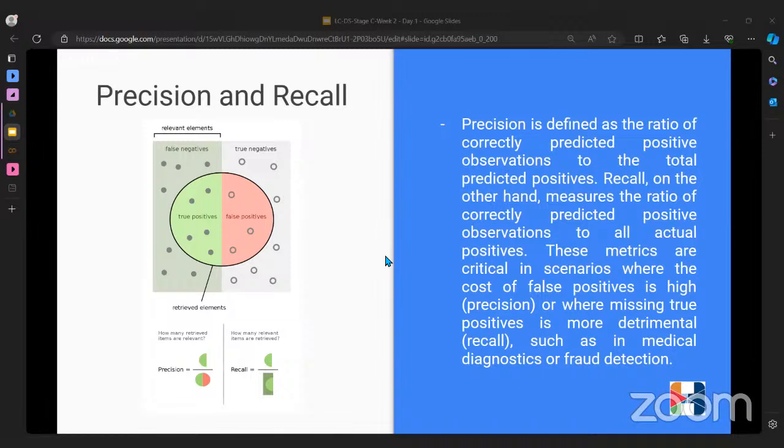Conversely, in email spam detection, high precision is preferred to minimize the risk of marking legitimate emails as spam. So that scenario is like sending out emails. You want to make sure your precision is high in that aspect so that you do not end up flagging a legitimate email as spam. So that's just how, or when, to prioritize precision and recall.